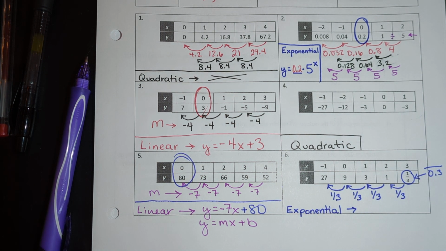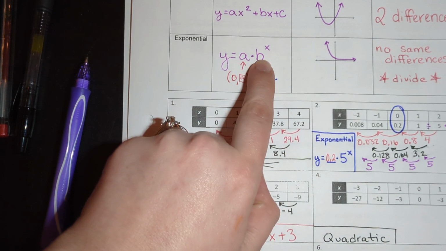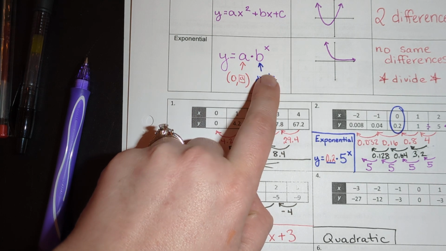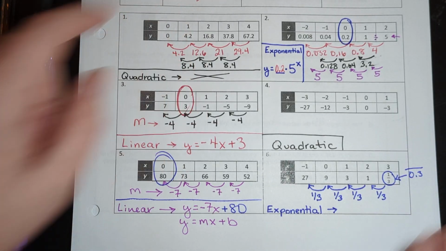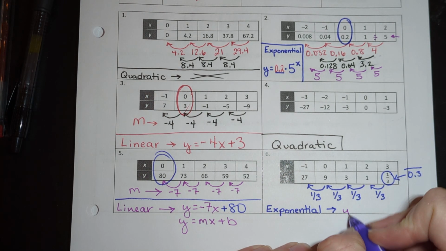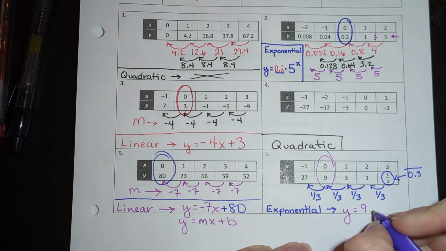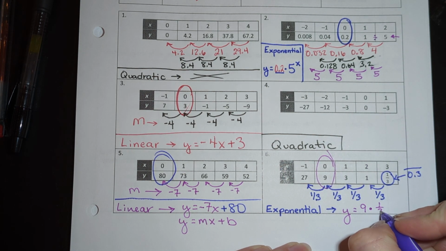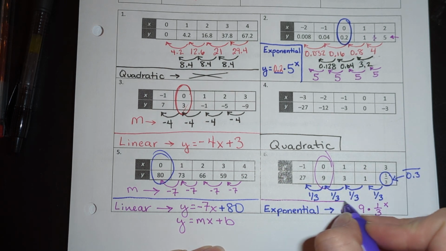Hey, and what did Miss Howell tell you that was? Nope. Well, yeah, I already wrote that. No, I'm asking what part of the equation is that? A or B? It's the B part. How do you find the A part? You look for? 0. There you go. And that's the 9. So we're going to write down y equals 9, because that's 0, times 1/3 to the power of x. Ta-da!